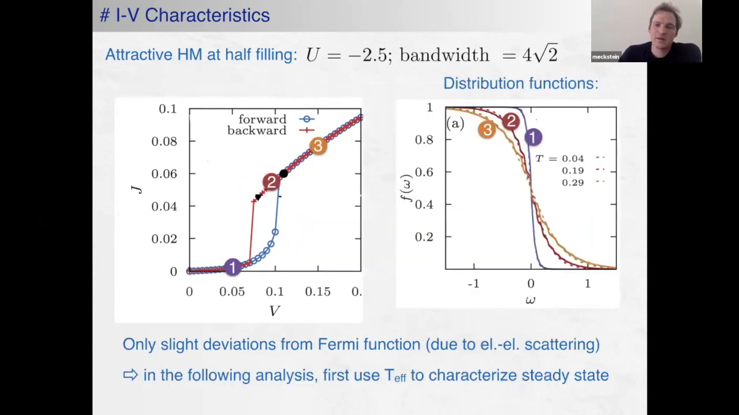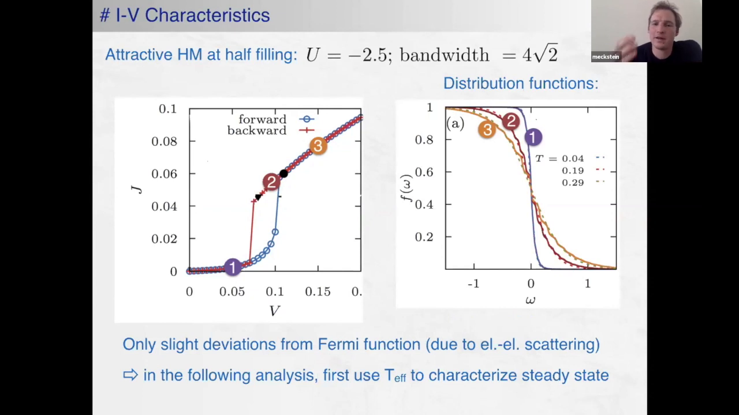To do this, we can directly evaluate the distribution functions in this current-driven state. This is done here for 3 different points. Point 1 is in the charge ordered phase. Points 2 and 3 are in this metallic state. And for all 3, the distribution function looks nicely thermal. So we can make a fit with the Fermi distribution function and then measure the temperature.